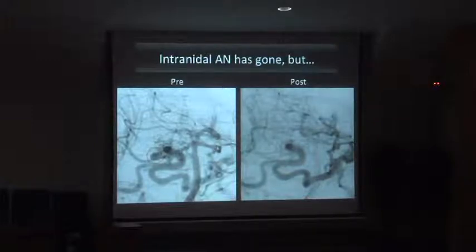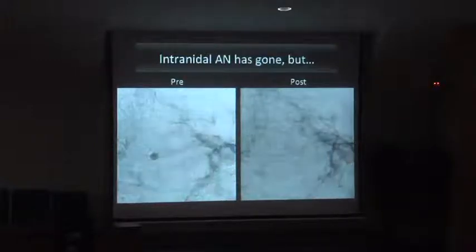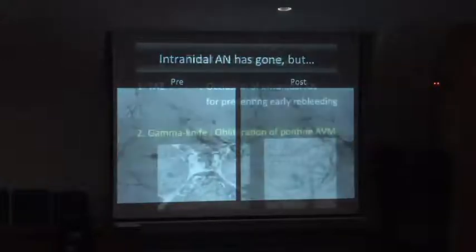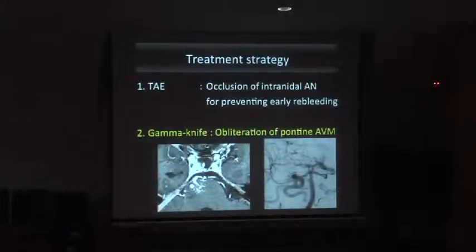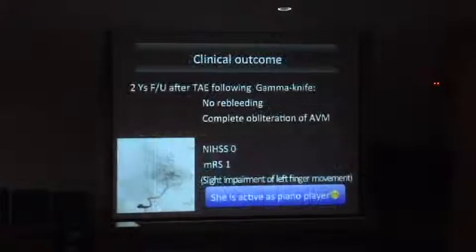You can see. Next. So we added gamma knife therapy as planned. Clinical course is good, 2 years follow-up after treatment. No bleeding. Follow-up angiography shows complete obliteration of the AVM. And she is very happy, active as a piano player now.